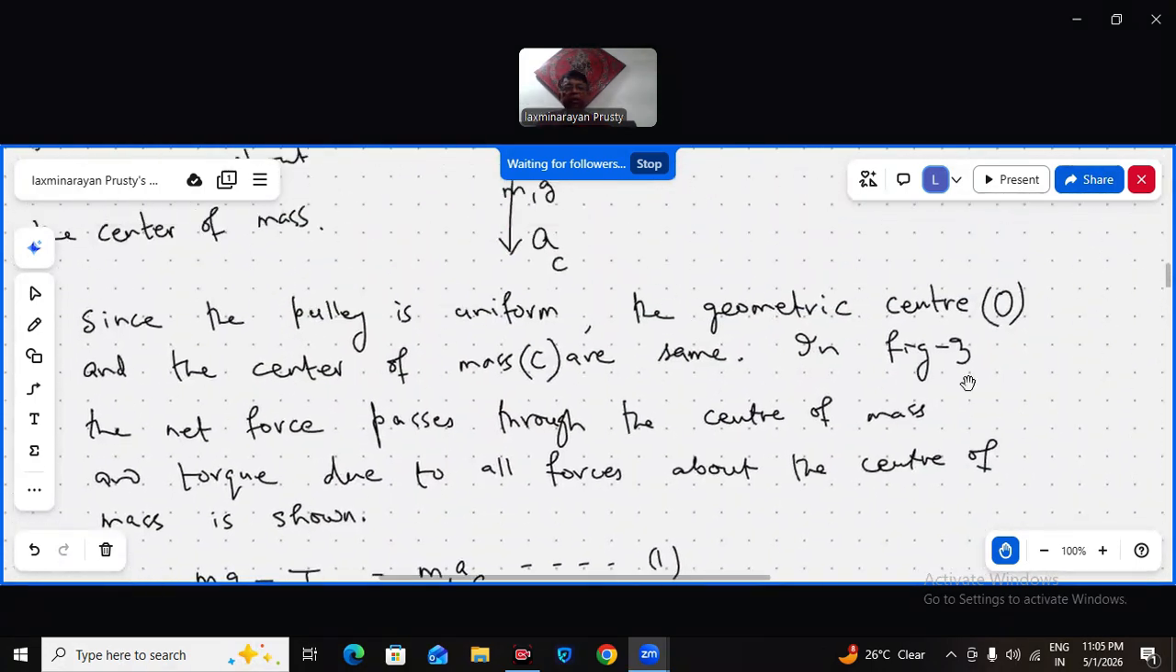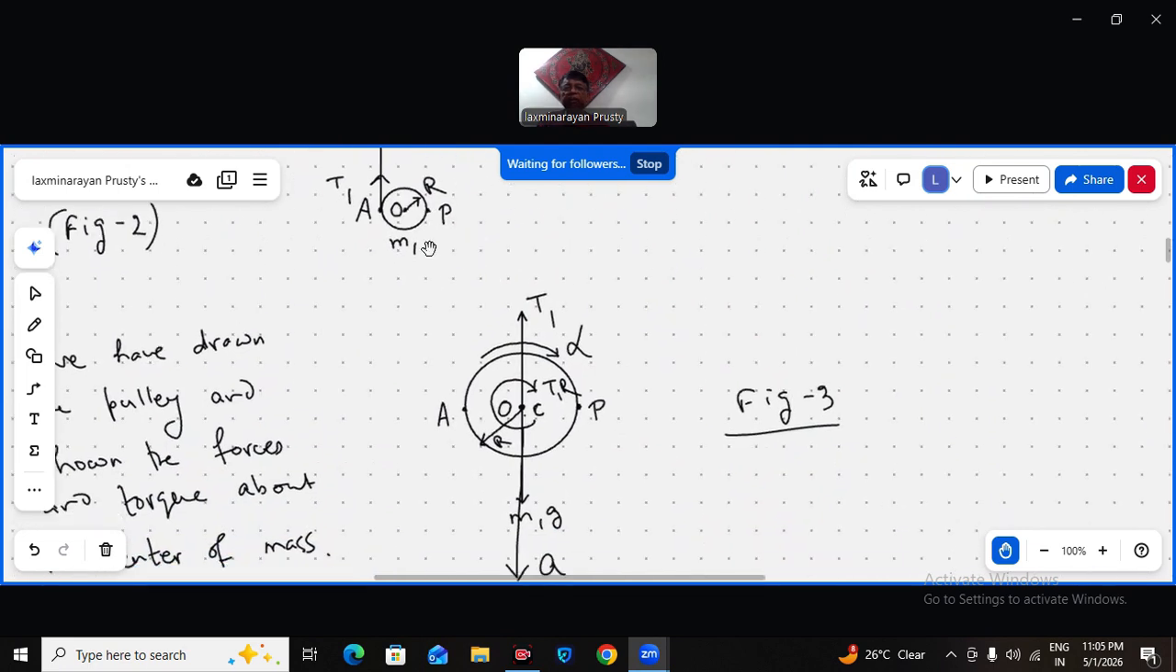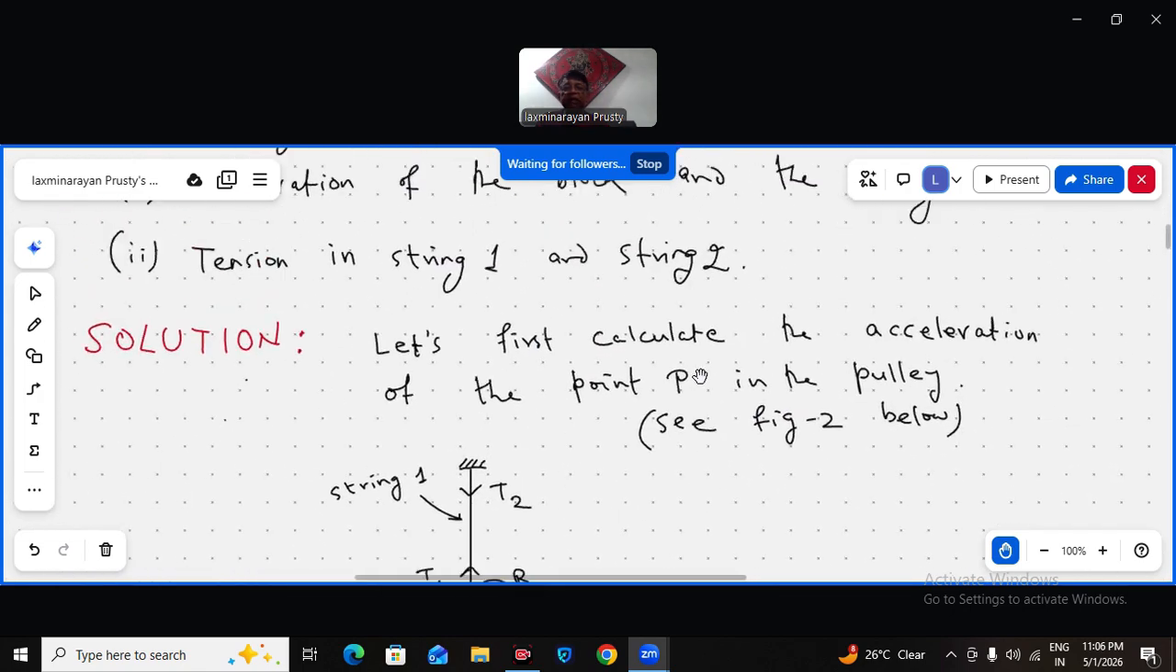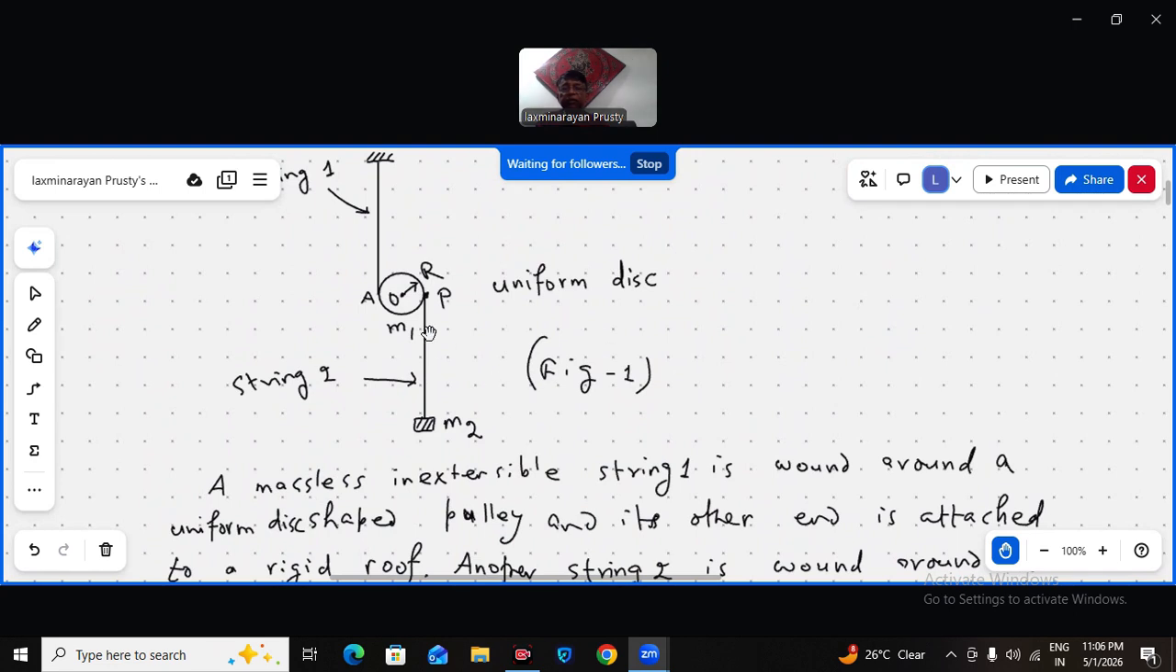Suppose I hang a block here now. What will the maximum acceleration of the block be? Under gravity, the maximum will be g. Understood this or not? Because this is mg and tension upward. So the maximum acceleration will be g even if tension is 0. But this point P's acceleration is how much? 4g by 3. And the block's acceleration is g only. So P is coming down with a bigger acceleration. So this string will become loose.